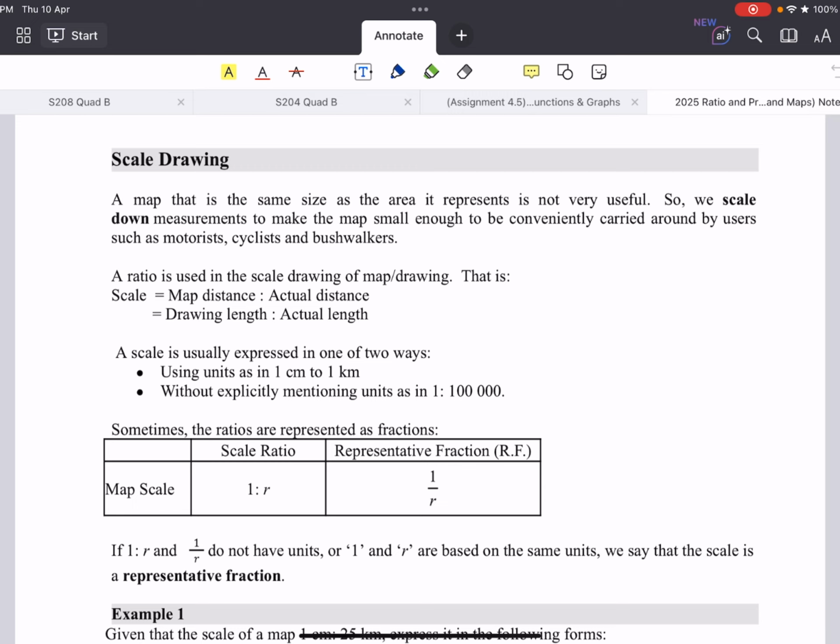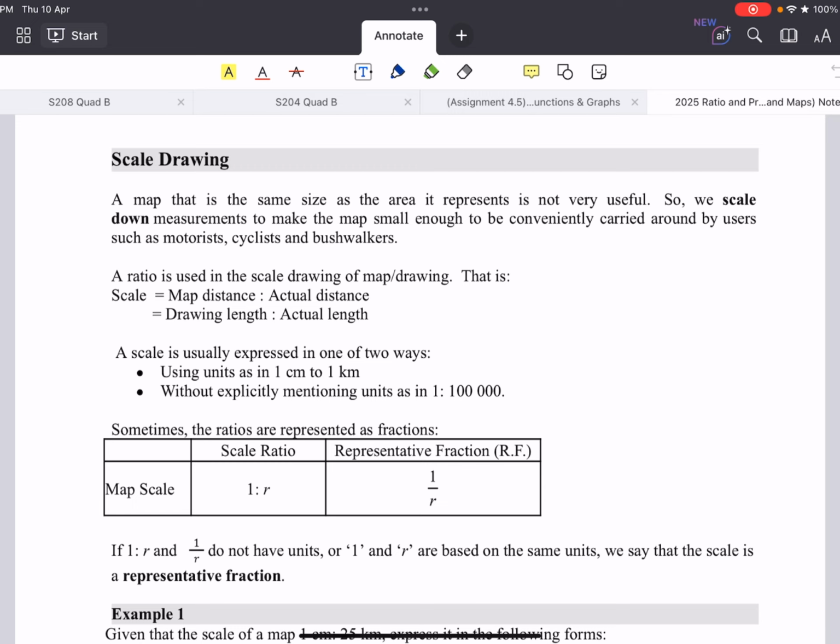So the explanation here is this: a map that is the same size as the area it represents is not very useful, of course, right? If you have a map of the school, for example, the map cannot be as big as a school. It doesn't make sense, right? So we scale down the measurement to make the map small enough to be conveniently carried around, or displayed on your TV screen, or your device, so that people can use it.